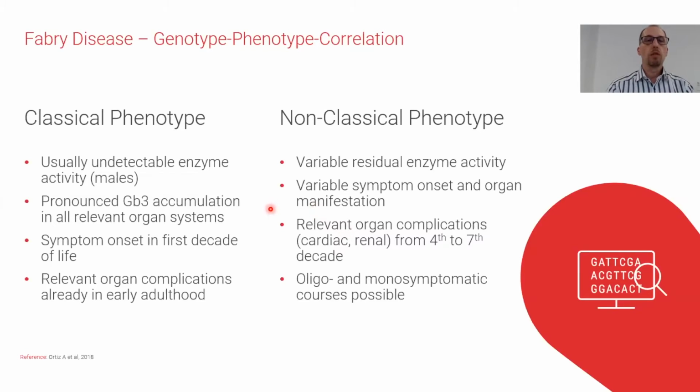Symptom onset and also organ manifestation are variable as well, and relevant organ complications, especially cardiac, renal, or cerebrovascular complications, arise from the 4th to 7th decade. And what makes it extremely difficult, sometimes there are oligo- or monosymptomatic courses possible in those patients.